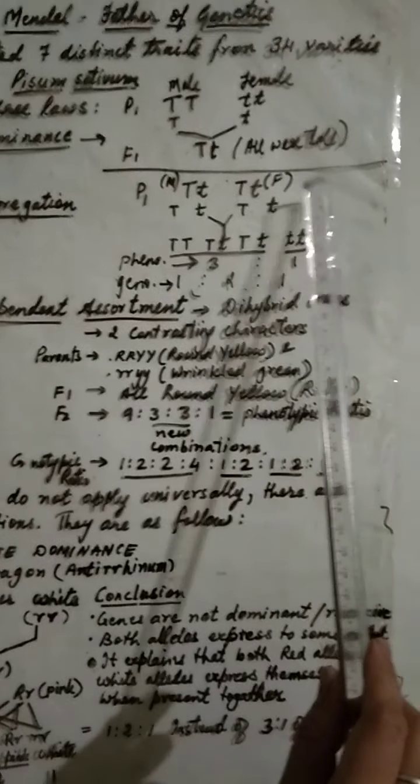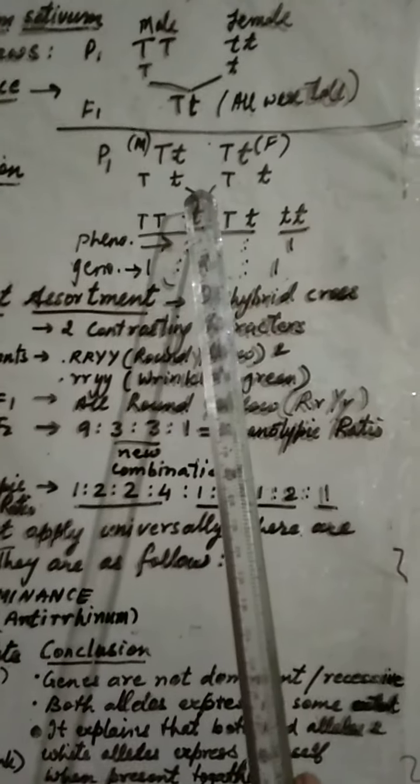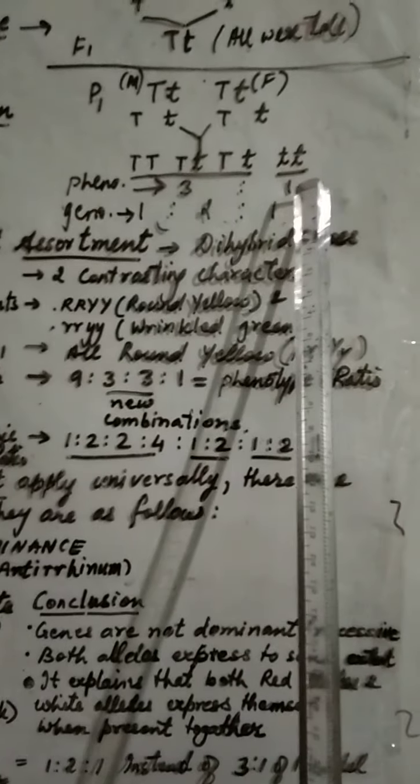What is the second law? The second law is the law of segregation. In this parental generation, he has taken heterozygous tall. This is the male and this is the female. When gametes were separated and fertilized, in the F2 generation this is pure tall, this is pure dwarf, and these are heterozygous. The phenotypic ratio is 3:1, 3 are tall, 1 is dwarf. And the genotypic ratio is 1 pure tall, 2 heterozygous tall, and 1 dwarf.